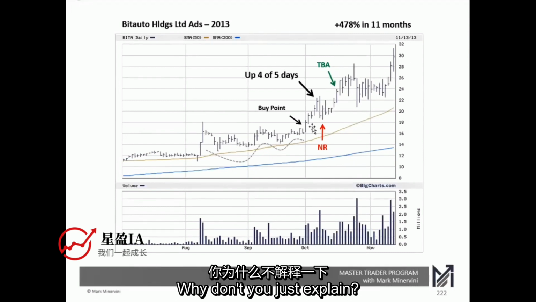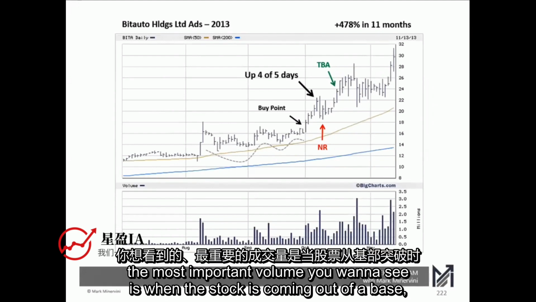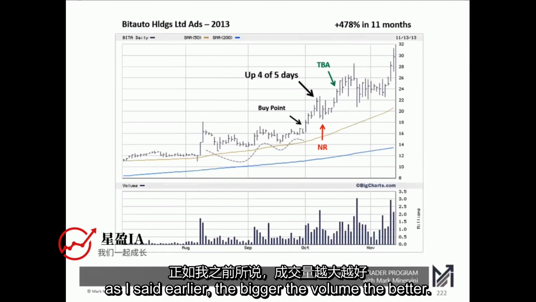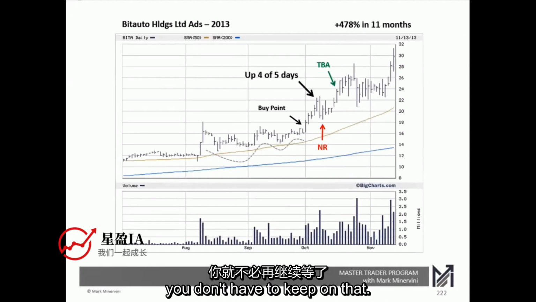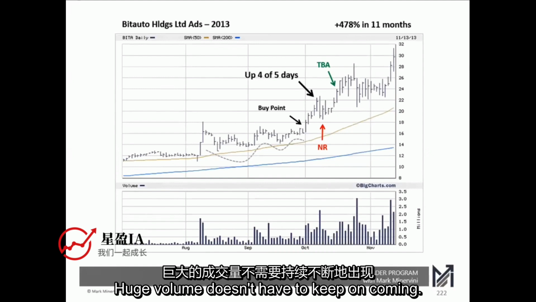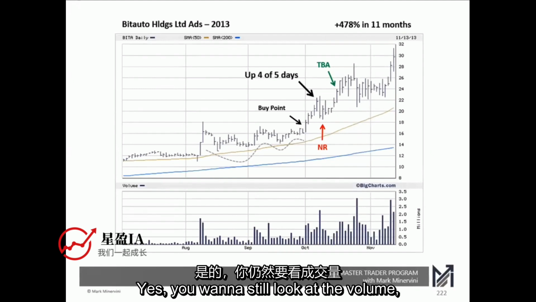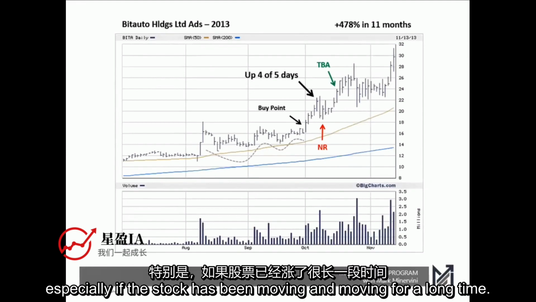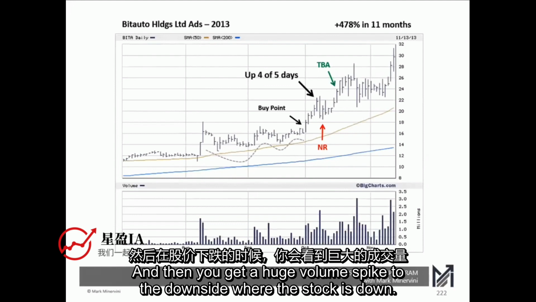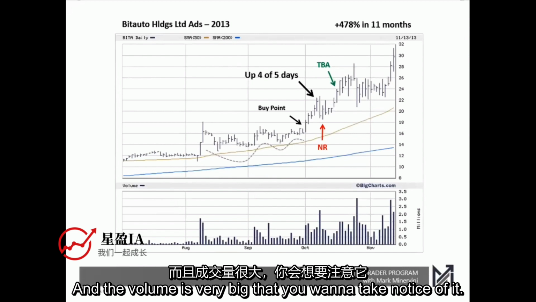All right. Why don't you just explain that? Yeah, the most important volume you want to see is when the stock is coming out of a base. And as I said earlier, the bigger the volume, the better. But once the stock is out and running, that huge volume doesn't have to keep on coming. Yes, you want to still look at the volume, and you want to look for big volume spikes, especially if the stock has been moving for a long time, and then you get a huge volume spike to the downside where the stock is down and the volume is very, very big.